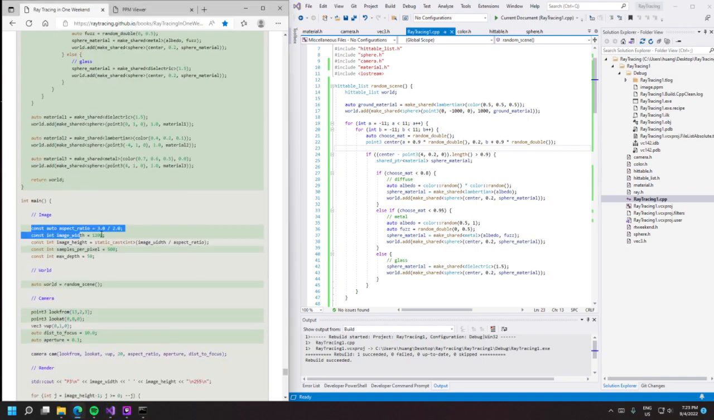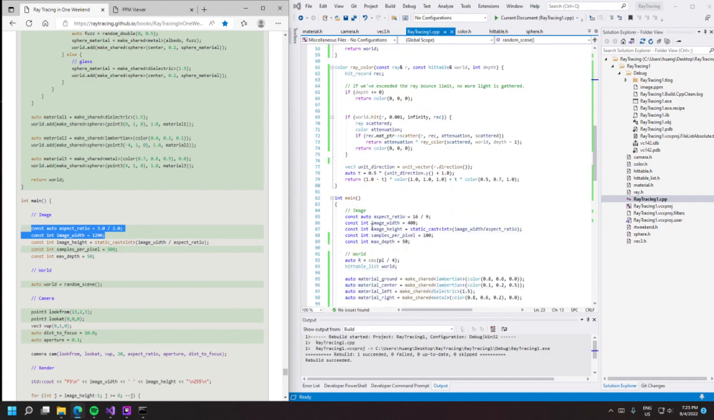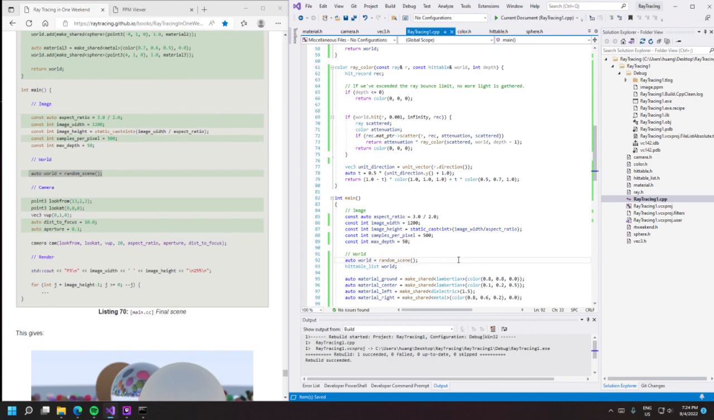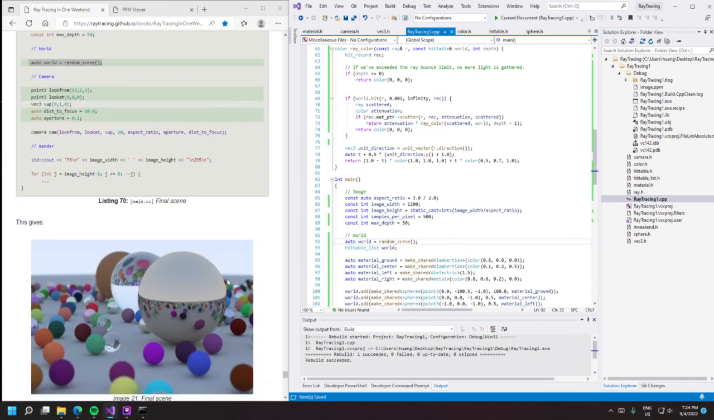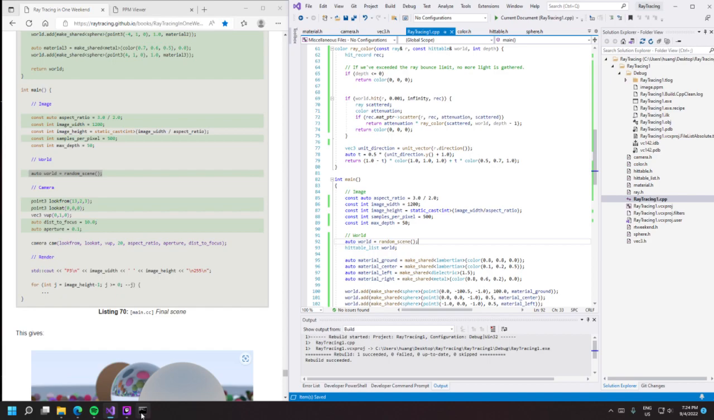And for the image, we are going to make a larger image this time. Aspect ratio and image width. Wow, samples per pixel is 500. I think it's going to blow up my computer. The random thing is in the beginning. And wow, it looks very, very nice. I really want to see it.